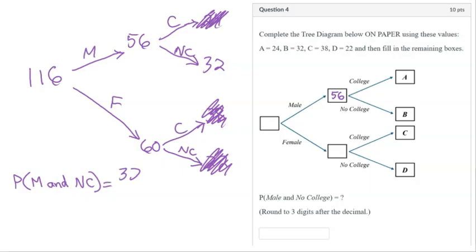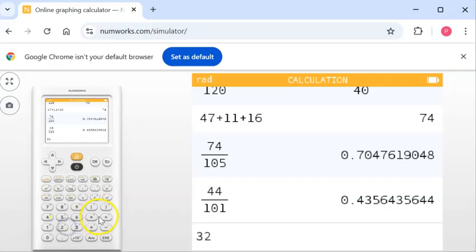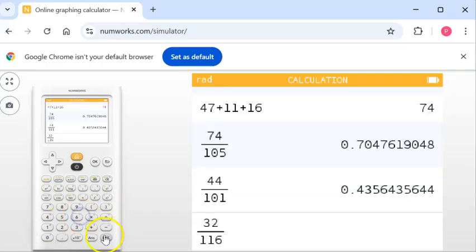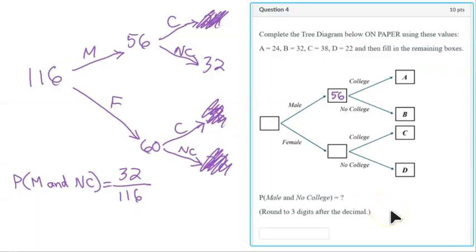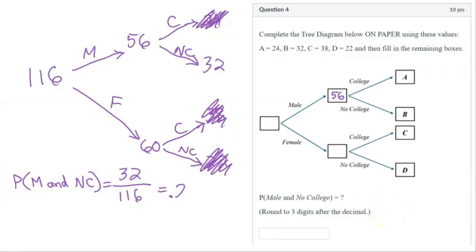Now the 32 goes in the numerator, and the denominator is the total, 116. And so we'll get a calculator, 32 divided by 116, and we get 0.2758. This 8 is going to make the 5 a 6, so this is going to be 0.276. So the answer is 0.276. That's what we're going to put in this box right here. And that's it. That's how we do probabilities that have an "and" in them.